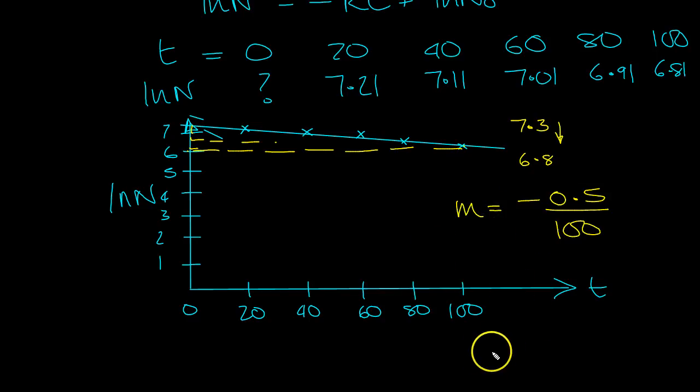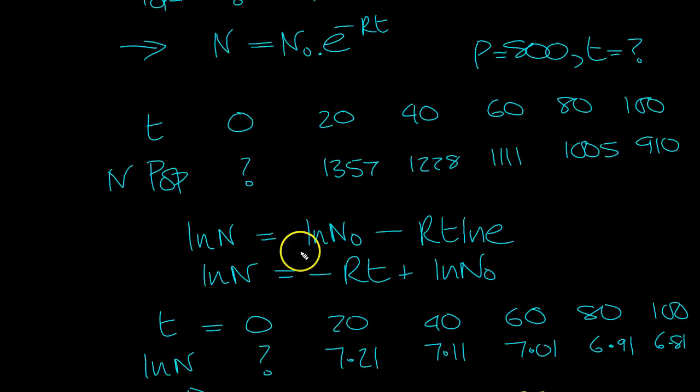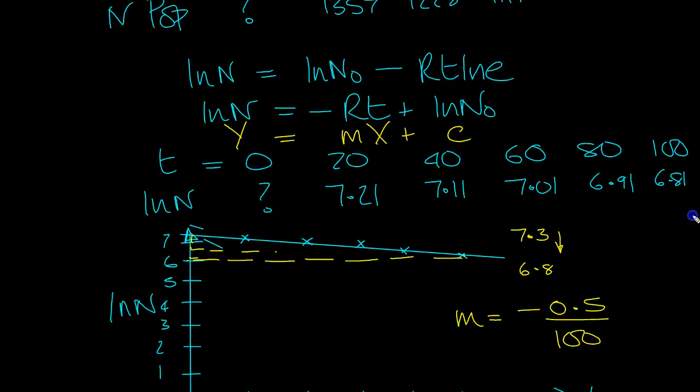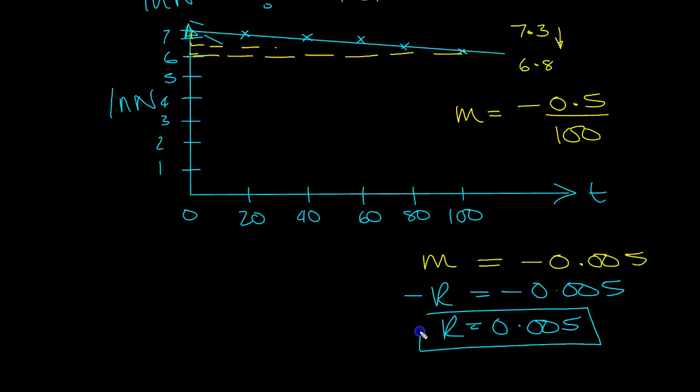So that's the slope, really. This is much more accurate here, which is minus 0.005 is m, and m corresponds to, if you look at it, y equals mx plus c, so m is minus r. M equals minus r, so minus r then equals minus 0.005, so r equals 0.005 then. So there's r.